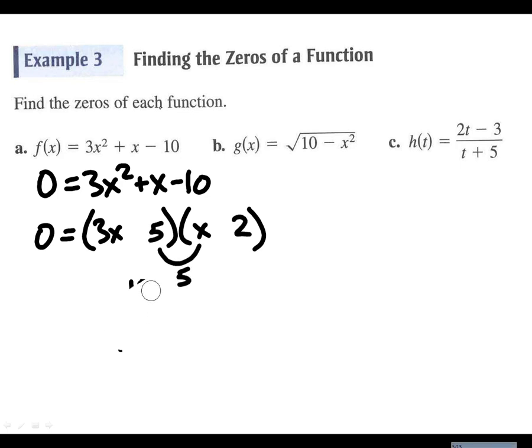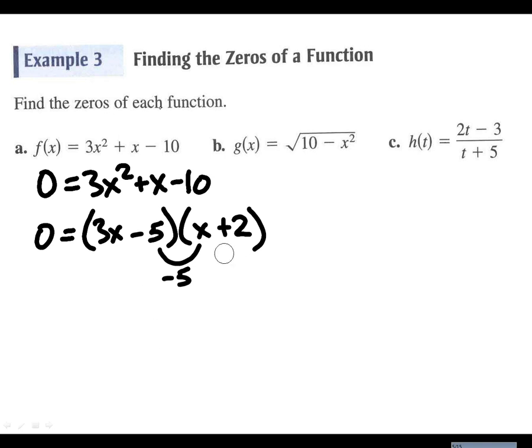And on the other side, 3 times 2 is going to be 6. And I want a positive one, so this has got to be a plus. That's got to be a minus. So plus and minus. And so that's factored.